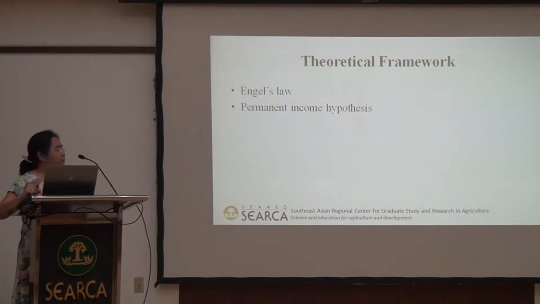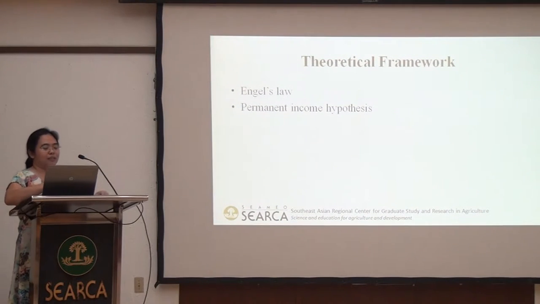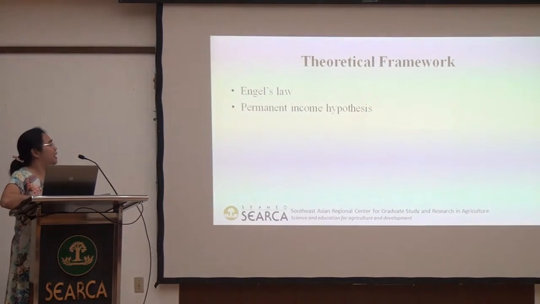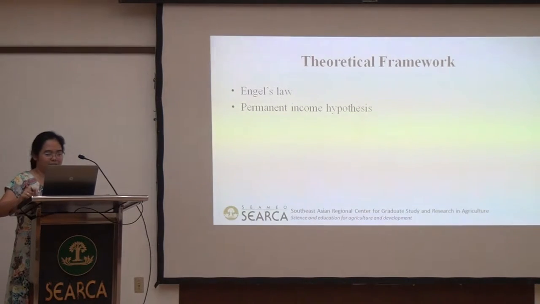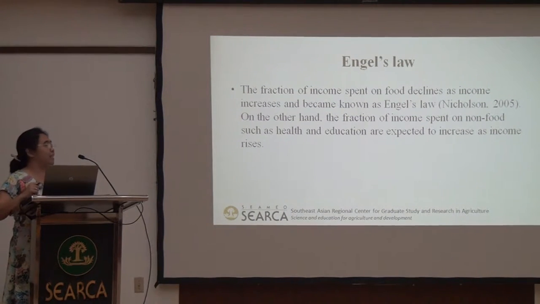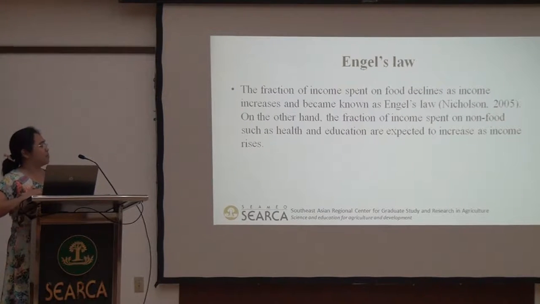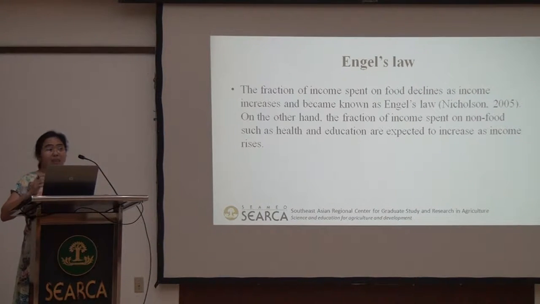Alright, so let's continue. For this study, I have used two economic theories. The first one is Engel's law, and the second one is the permanent income hypothesis. So I'll just give you a brief background about Engel's law. It is the fraction of income spent on food that declines as income increases. On the other hand, the fraction of income spent on non-food, such as health and education, is expected to increase as income rises. So in this study, the additional income is brought about by the remittances.